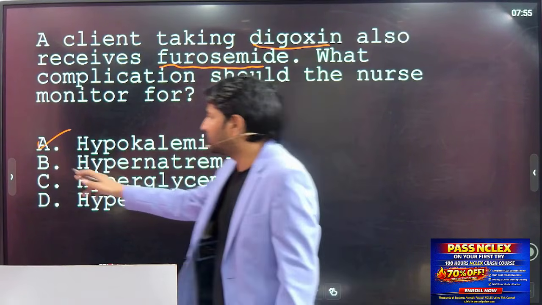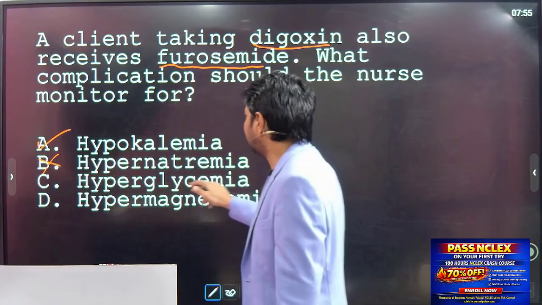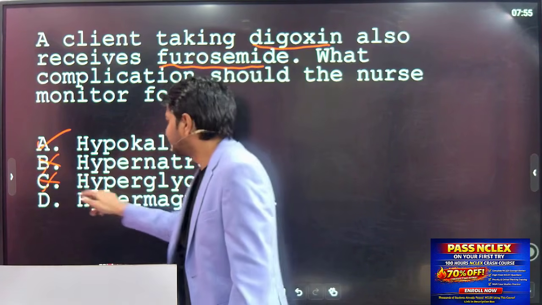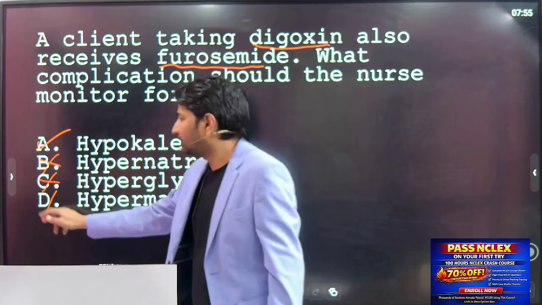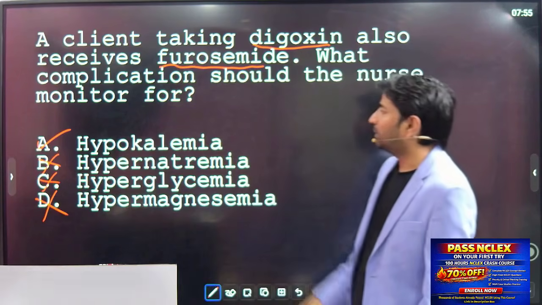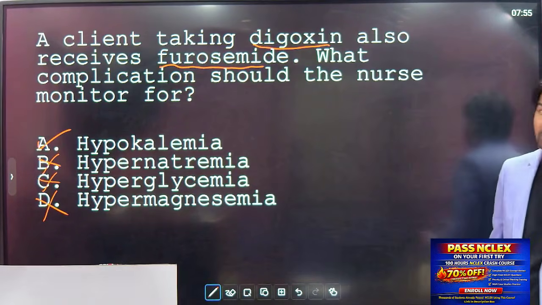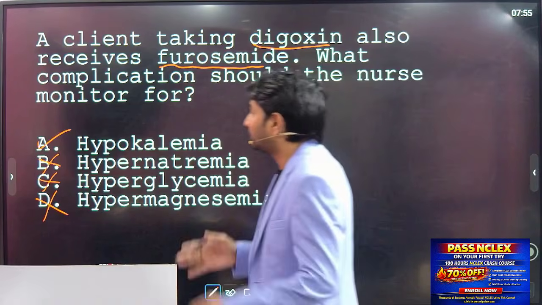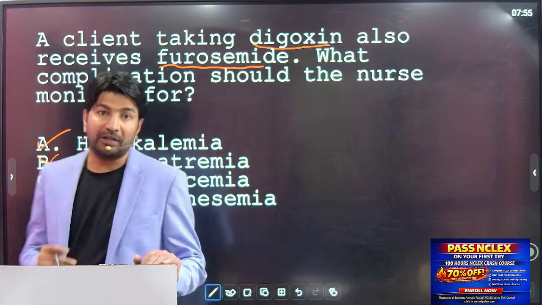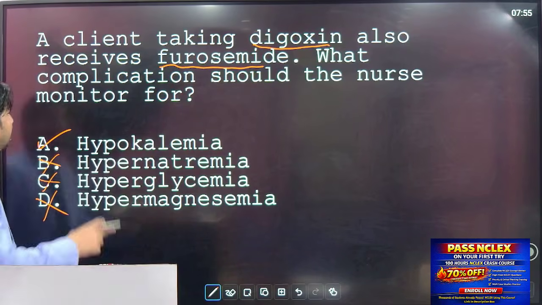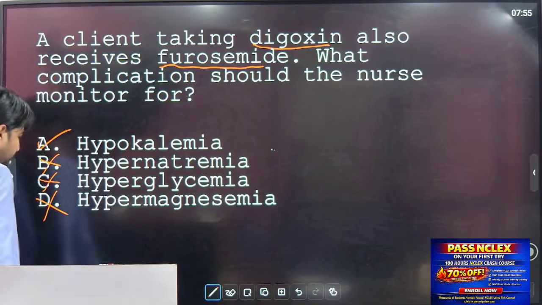Hypernatremia. This is also incorrect here. Hyperglycemia, it won't be that. And hypermagnesemia, it won't be that either. Whenever we give furosemide to a patient taking digoxin, we must always keep checking their potassium levels because we suspect that the patient might develop hypokalemia.